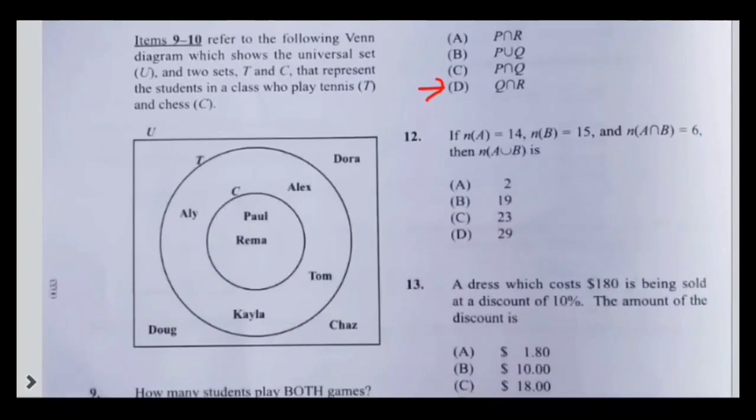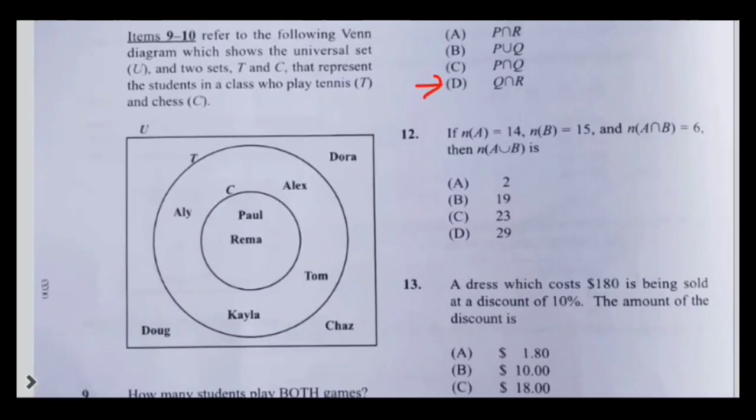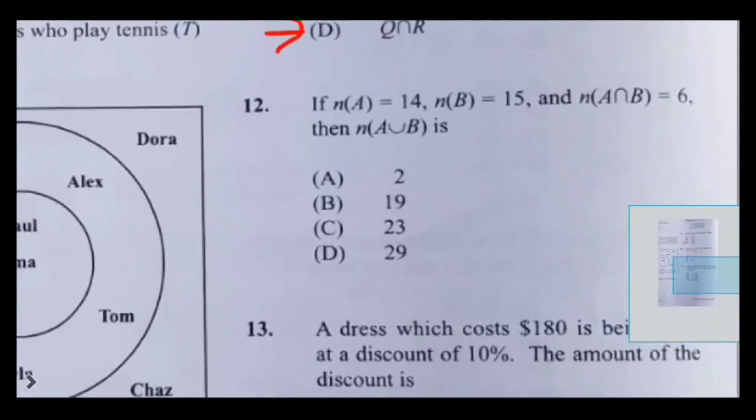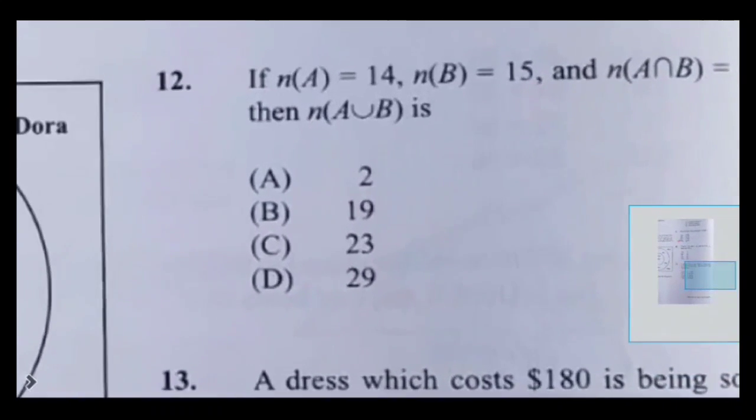Moving on to question 12. It says if n of A, so the number in A, is equal to 14, set B is equal to 15, and A intersect B is equal to 6, then A union B is, so we need to draw a little Venn diagram to explain this.